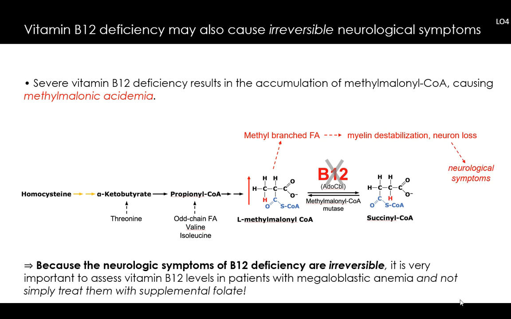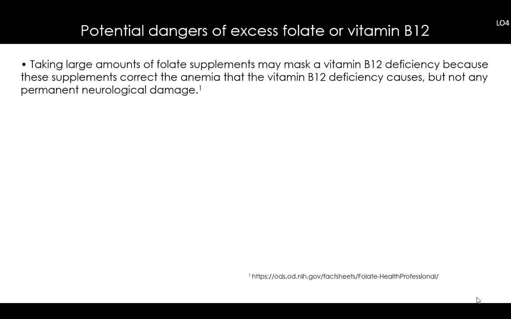Because the neurological symptoms of B12 deficiency are irreversible, it is very important to assess vitamin B12 levels in patients with megaloblastic anemia and not simply treat them with supplemental folate. Are there potential dangers to taking excess folate or vitamin B12? Well, as we just discussed, taking large amounts of folate supplements may mask a vitamin B12 deficiency because these supplements will correct the anemia that B12 deficiency causes, but not any permanent neurological damage.